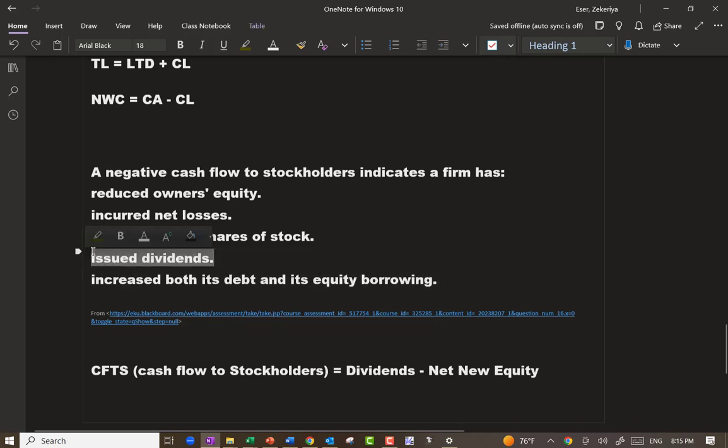And if it's negative, does that mean they issue dividends? No. If they issue dividends, it's actually more likely to be positive. Increase both its debt and equity borrowing? No. It has nothing to do with borrowing. Oh, I missed this one.